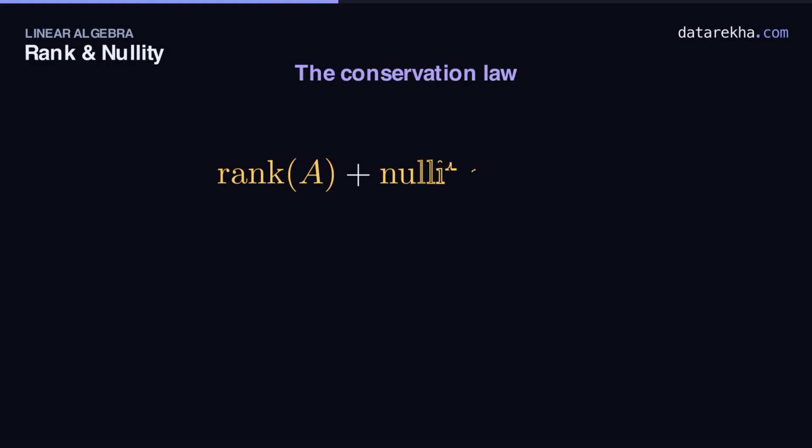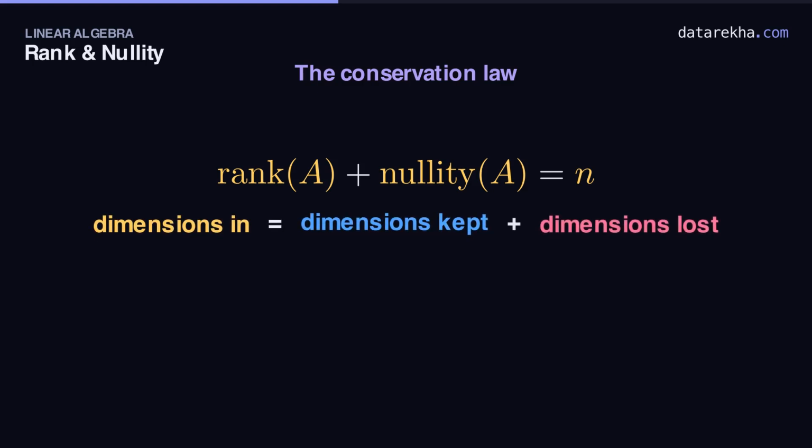Now the centerpiece, the rank nullity theorem. For any matrix with n columns, the rank plus the nullity always equals n. Every single time. Read it as a conservation law. You feed n dimensions into the matrix. Some survive: the rank, the dimensions it keeps. The rest get crushed to 0: the nullity, the dimensions it loses. Nothing vanishes unaccounted for. They must add back to n.